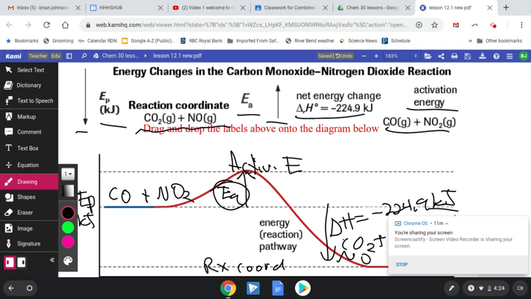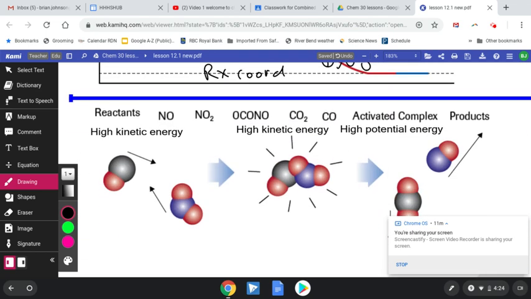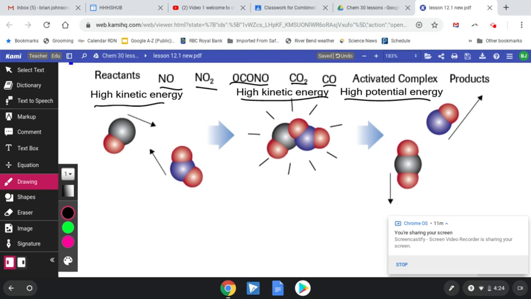This one is endo or exothermic. You decide. Okay, and one more thing to label. Again, in your notes, if you want to pause the video, you need to take these terms and add them to this diagram. And this is the exact same reaction in diagram form. So you can pause and label them in, and I'll start filling it in as well.